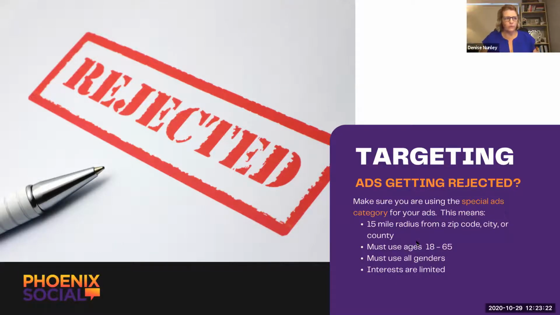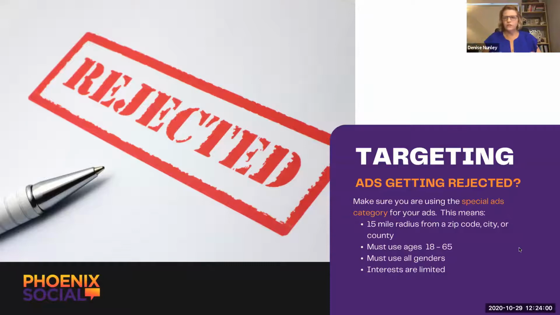I think many people, when they made this change, were like, oh no, we lost all of our really good targeting. I'm telling you, you can still get really good targeting even in the special ads category, even if you can't get down to that 1 mile radius that you were hoping for. In the special ads category, we are only allowed to go within 15 miles from a zip code, a city, a county. You can use all of those if you want to. You do have to use all ages 18 to 65, which in most cases doesn't matter, since most 18-year-olds are not going to be buying a house. They're also probably not going to stop on your ad and click on it either. So that really doesn't hurt us.